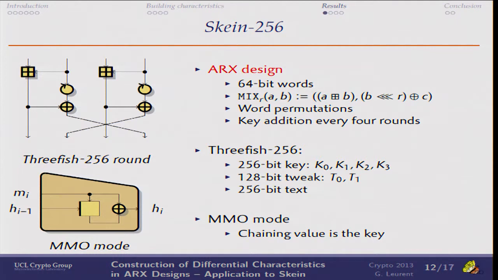Now I'm going to go to the applications that we did. So we looked at Skein. Skein is a hash function that was one of the SHA-3 finalists. So it's a pretty solid design. It has been well studied. And of course, it's an ARX design, so it uses addition, rotation, XORs. And the network looks like this.